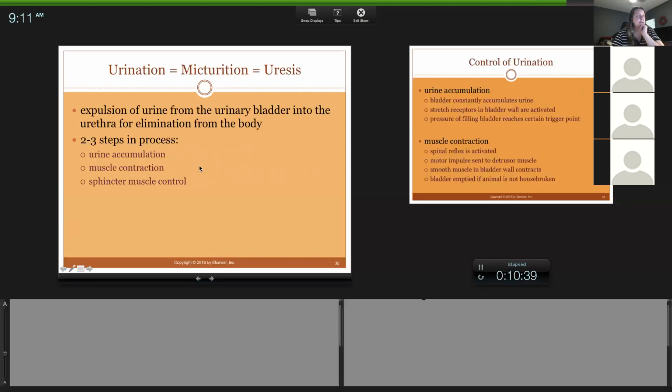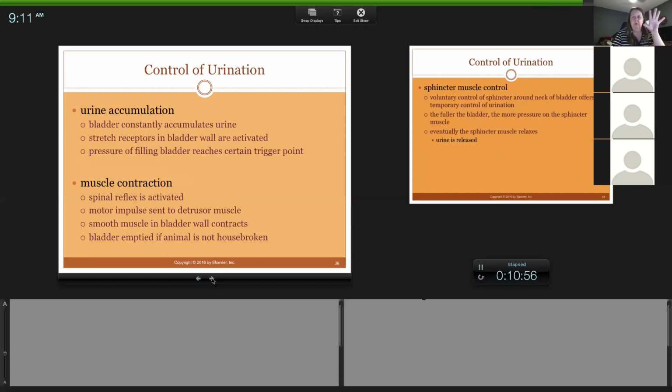The process of urination is called micturition, so micturition is actually urinating. Once it accumulates, you're going to get that muscle contraction, and the sphincter is going to hold it.